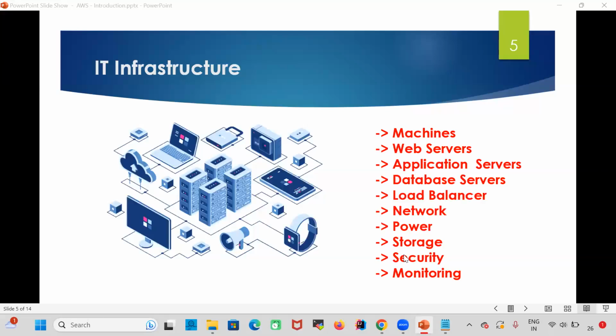You need to recruit people. You need to depend on the employees. You need to recruit network administrators, database administrators, power administrator, storage administrator, security administrator, and a monitoring team. A lot of employees you need to recruit. Those employees will monitor and set up the infrastructure to run the application.